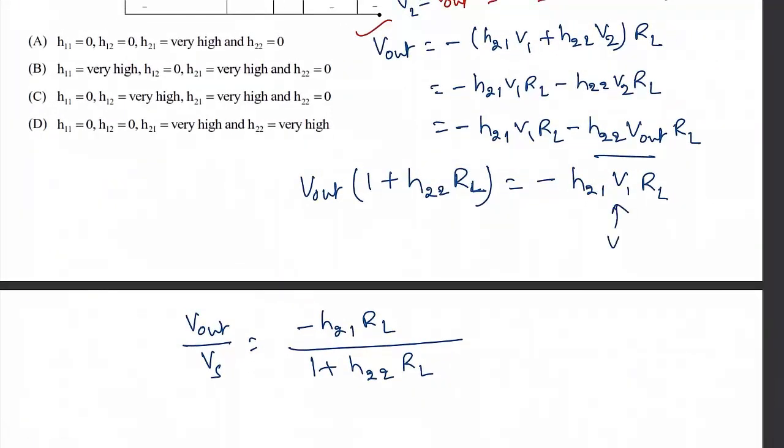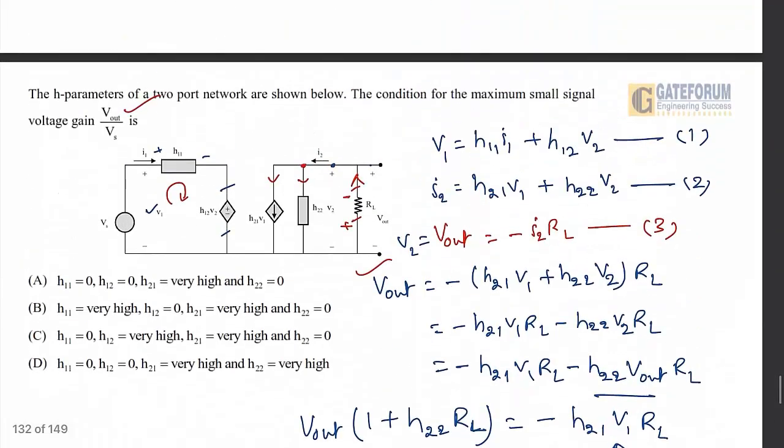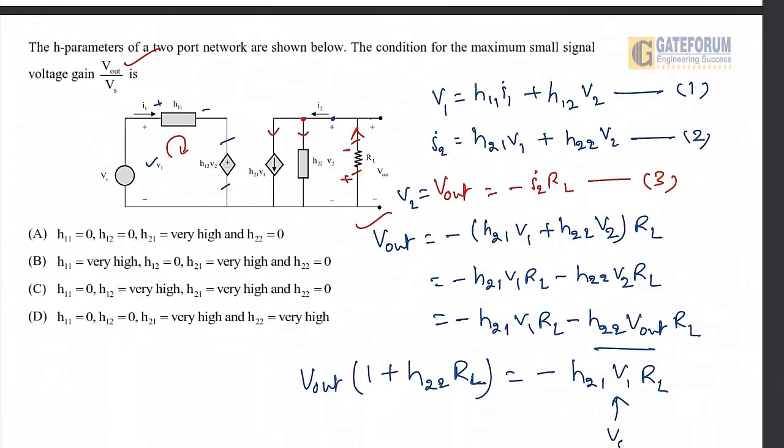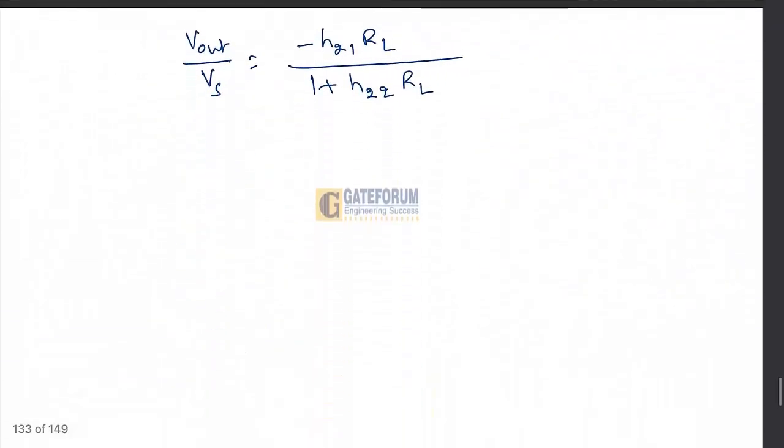this V1 is nothing but Vs here, because if you see this circuit part, it shows that this is the polarity for V1, plus and minus, and this V1 is in parallel to this Vs. So we can substitute V1 as Vs, and from the output side we can substitute V out as V2. By using this notation, we get V out by Vs is equal to minus H21 RL divided by 1 plus H22 RL.